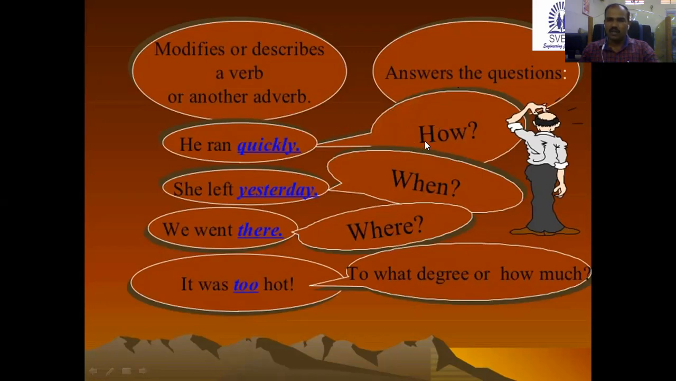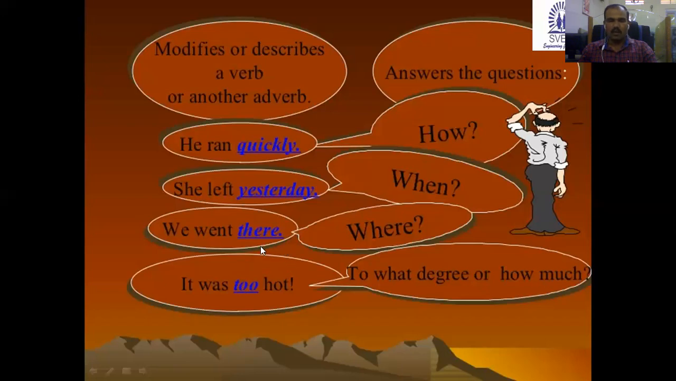So first one, how. He ran quickly. How he ran? Quickly. When? She left yesterday. When she left? Yesterday. We went there. Where we went? There. It was too hot. To what degree or how much would be the answer? Too hot. Got it? So remember, for these 4 questions: how, when, where, and how much or in what degree, approximately we will find the adverb in the sentence.